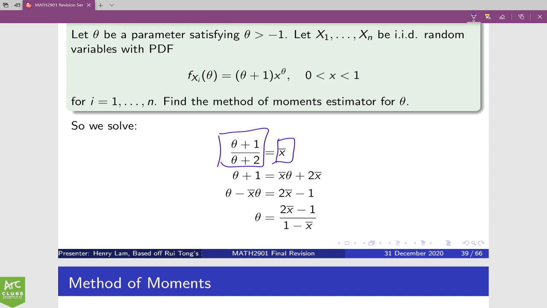And you just rearrange to make theta the subject, because we want theta hat. Right, you want to build a theta hat based off this. Right, so just rearrange, make theta the subject. I guess technically this should be theta hat throughout. Right?